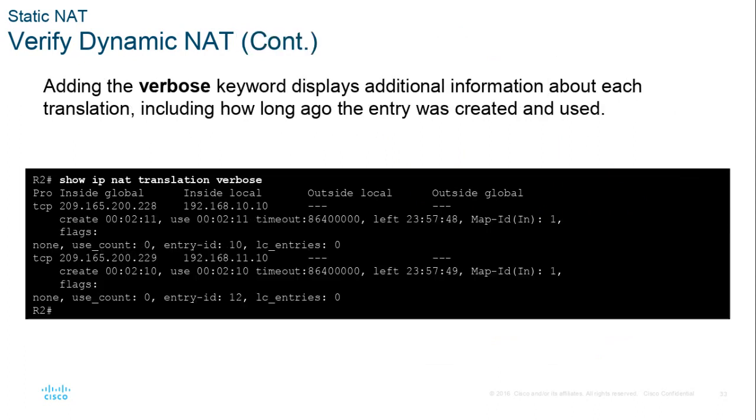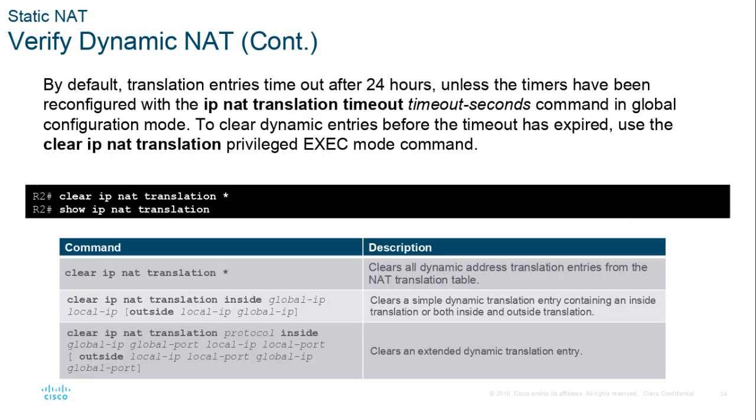Now we can verify dynamic NAT with the same command, show IP NAT translations, and it'll show us any translations that have taken place. Very useful command. If I show IP NAT translations verbose, I can see more detailed information about the inside global, inside local addresses, and how long it took to create it and so forth. Translation entries time out after 24 hours.